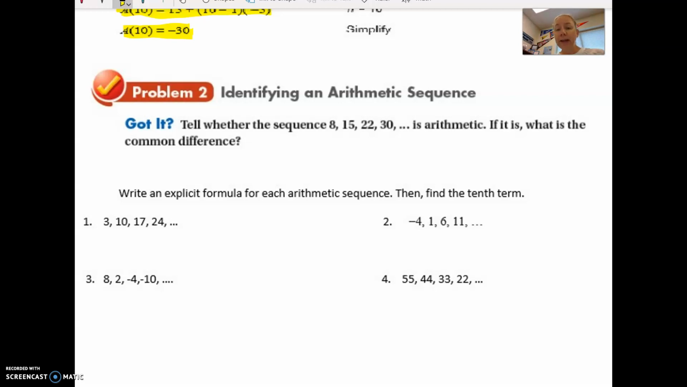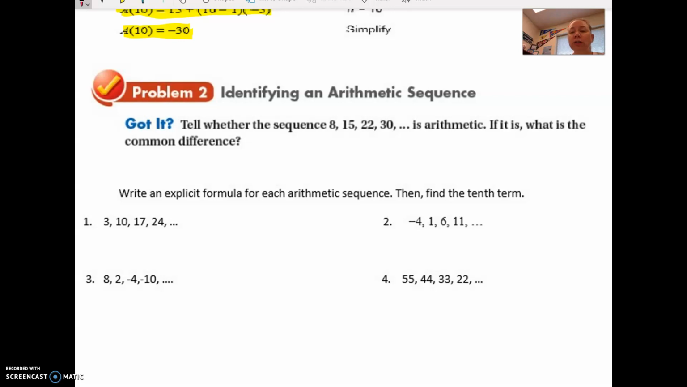Okay, now that you've had a chance to look at problem 2 and the 4 problems here, I'm just going to go through those pretty quickly. Hopefully you tried them and had a chance to look at the formula that we went over. So the first part here is: tell whether this sequence is arithmetic. If it is, what is the common difference?